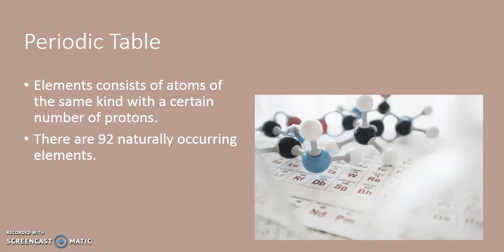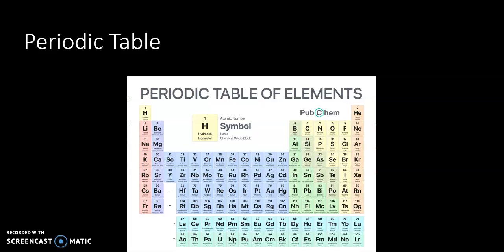And the elements consist of atoms of the same kind with a certain number of protons, electrons, and neutrons. We're able to figure out the atomic mass, and based on these things we can do calculations for the percentage of atoms in a given substance. And so the periodic table gives us a way, or a reference sheet, for understanding chemical reactions, for understanding the chemical makeup of a piece of matter.